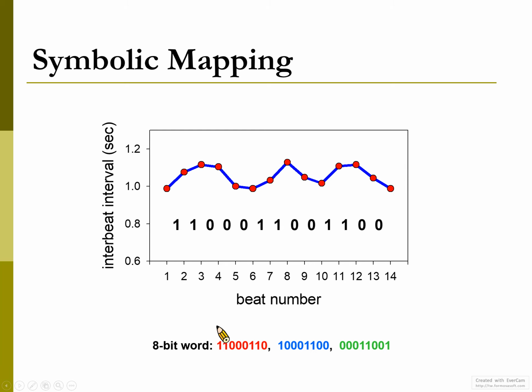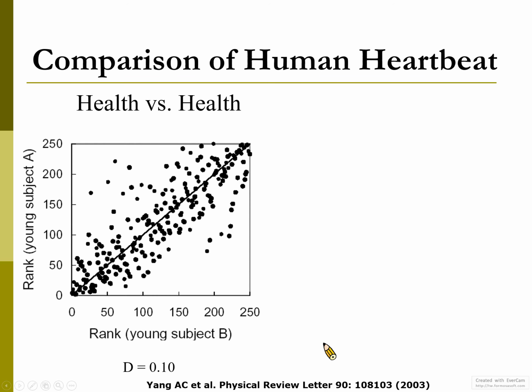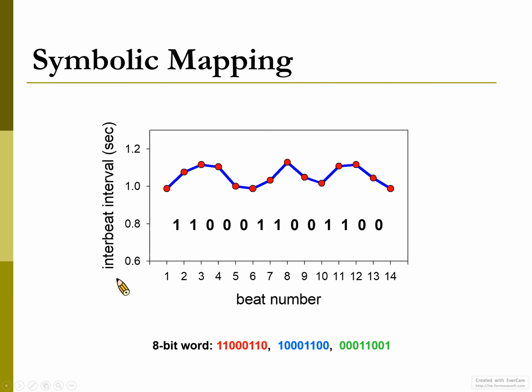This binary number actually corresponds to a decimal number, right? So for the 8-bit word, we have 256 combinations, which equals 2 to the power of 8. Different binary numbers can be translated into different decimal numbers. So in this case, we can calculate the frequency or the occurrences of these patterns in these heart rate sequences.